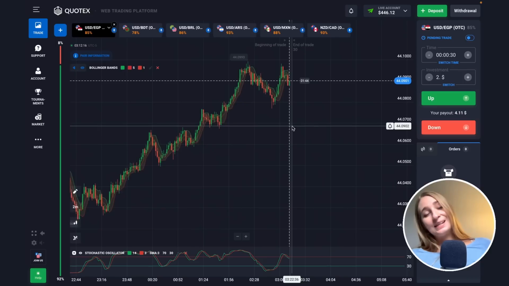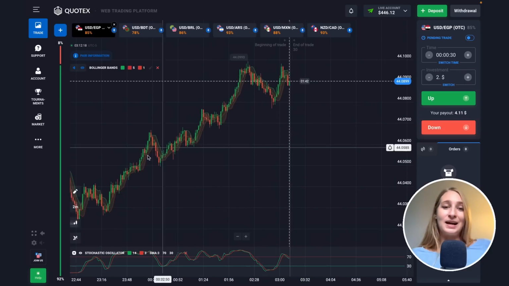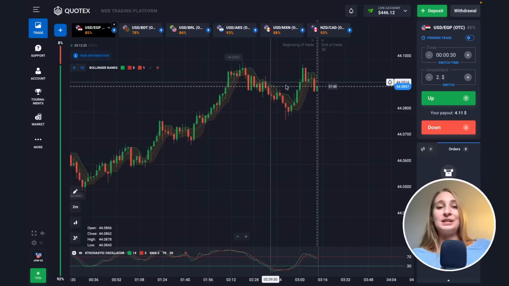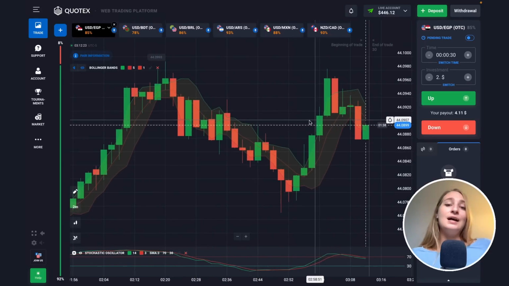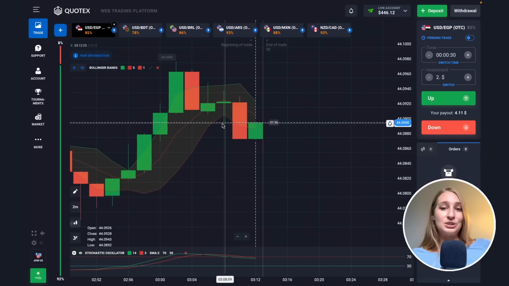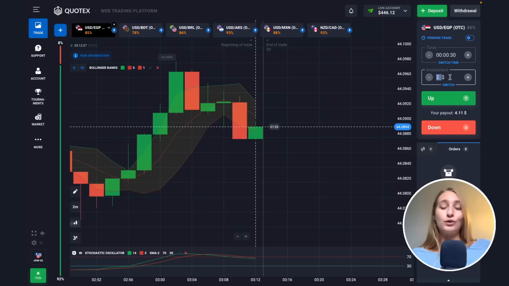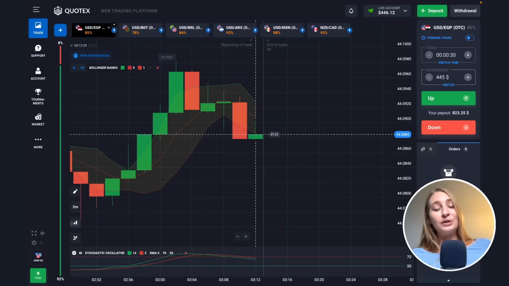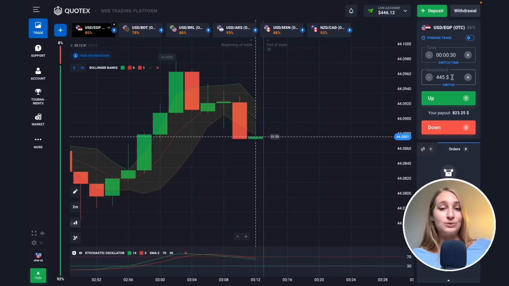So, let's see, we are working with this volatile, straightforward situation in the first currency pair. Nevertheless, I think I need to catch my right moment. $445 in my investment box, and I will check the situation with a call option.